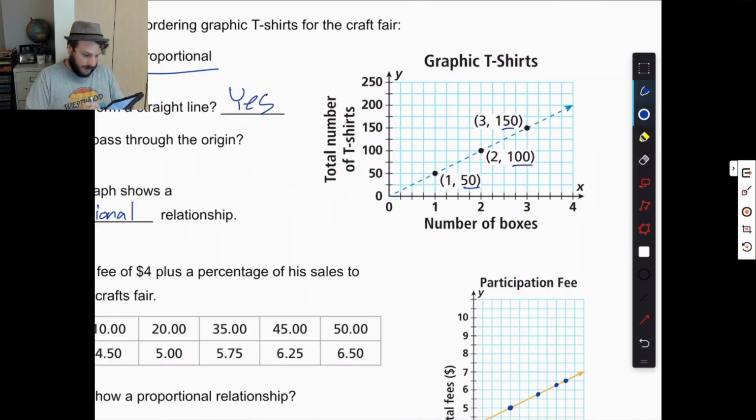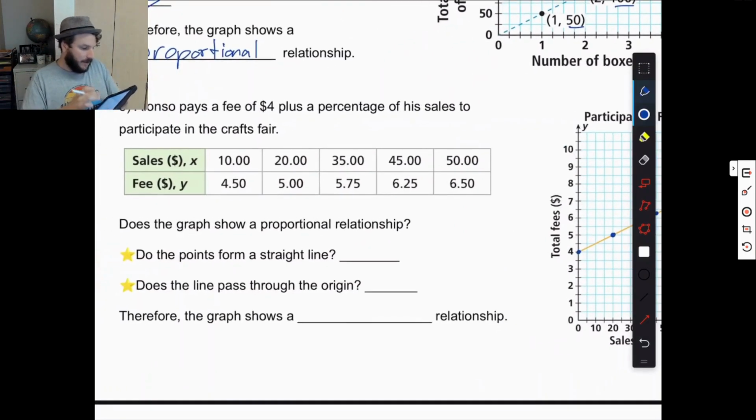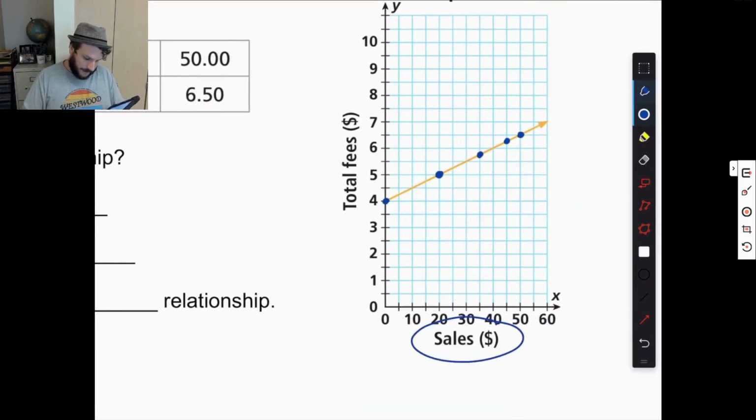Now below this, we're going to look at an example that's a little bit tricky where you might think it's proportional, but it's not. Okay. Alonso pays a fee of $4 plus a percentage of his sales to participate in the craft fair. Okay. And below it shows the amount of money that he makes in sales and the amount of fees that he has to pay just for having his booth there. And if we look at the graph, it's comparing the sales, that's how much he makes, to the fees, that's how much he pays the craft fair people.